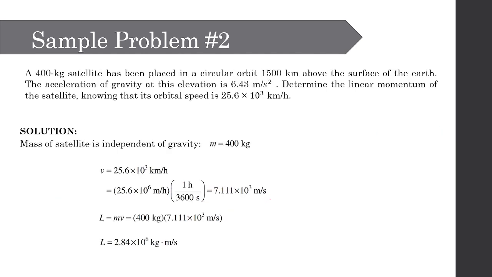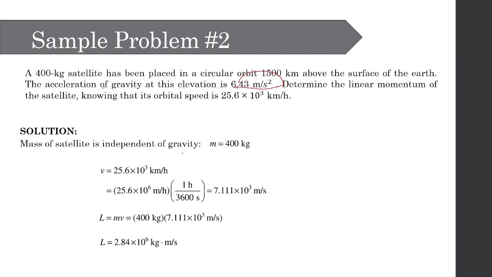Sample problem number 2. A 400 kg satellite has been placed on a circular orbit 150 kilometers above the surface of the Earth. The acceleration due to gravity at this level is 6.43 meters per second squared. Determine the linear momentum of the satellite, knowing that the orbital speed is 25.6 times 10 raised to 3 kilometers per hour.